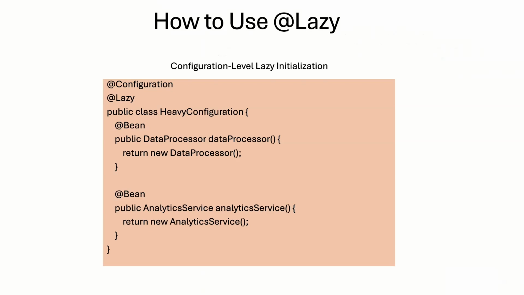This means that each bean will be created only when it is first needed, that is, when it is first accessed or injected into another bean. For example, if your application never accesses DataProcessor or AnalyticsService during its lifetime, directly or indirectly via another bean, then these beans will never be created. If another bean or a request requires the DataProcessor bean, Spring will initialize DataProcessor at that moment, and similarly for AnalyticsService.